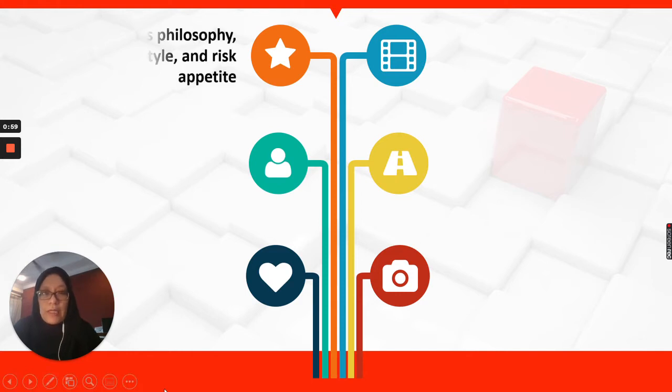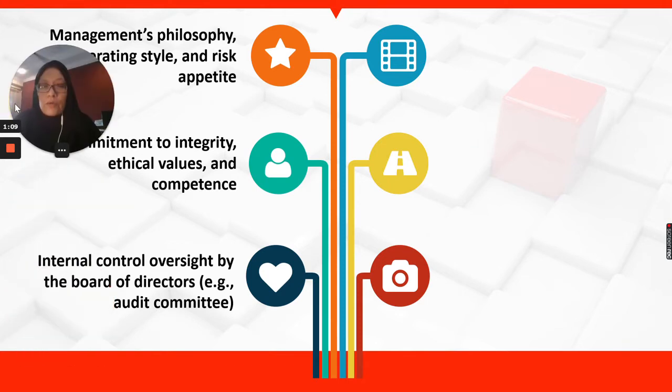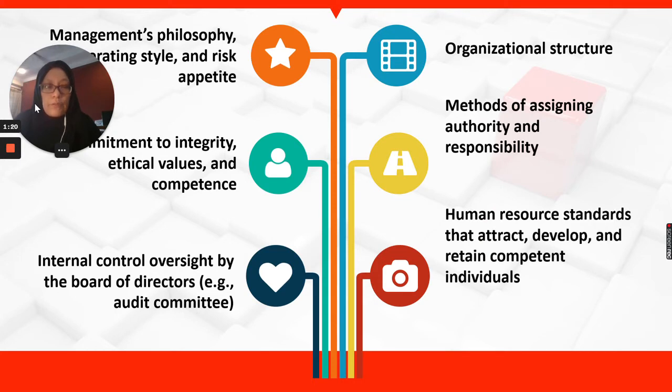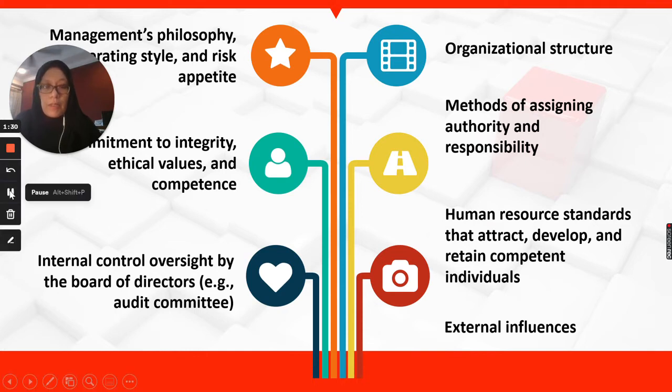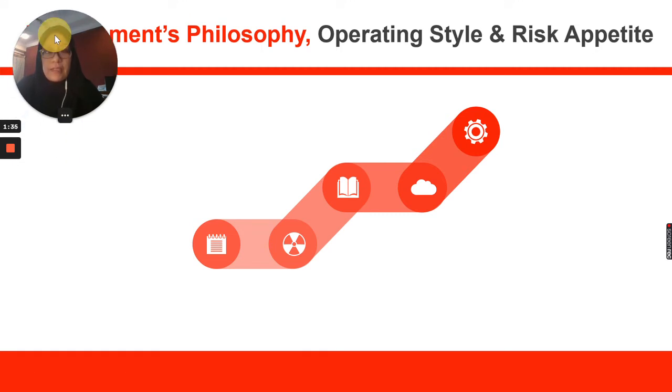The first one is management philosophy, operating style and risk appetite. The second one is commitment to integrity, ethical values and competence. The third one is internal control oversight by the board of directors. Organizational structure, methods of assigning authority and responsibility. Number 6, human resource standards that attract, develop and retain competent individuals. And the last item is external influences. So we look at the first one, management philosophy, operating style and risk appetite.